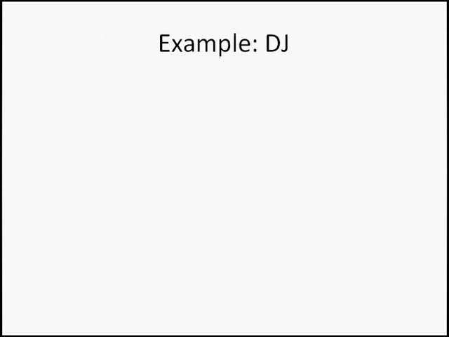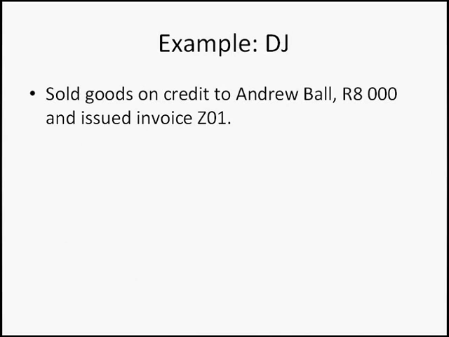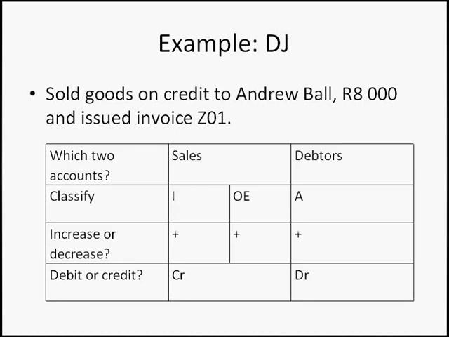Okay, let's have a look at an example of the debtors journal. Debtors journal, we said, typically is when we sell goods on credit. So in this case, for example, sold goods on credit to Andrew Ball, 8,000 Rand, and issued invoice Z01. So if I had to ask myself my 4 questions again, which 2 accounts are involved? I sold goods, so sales is involved, and I sold it on credit, which means I have debtors because somebody owes me the money now.